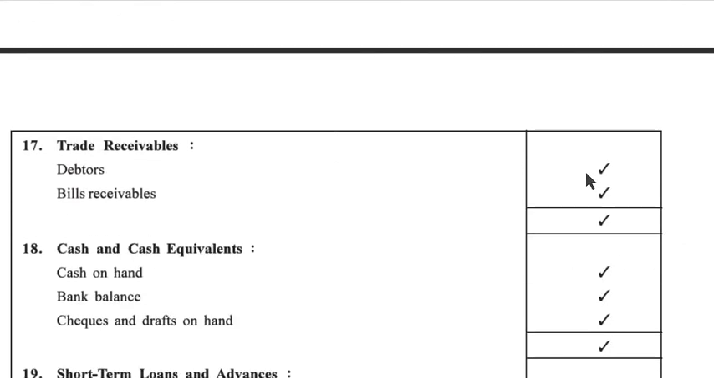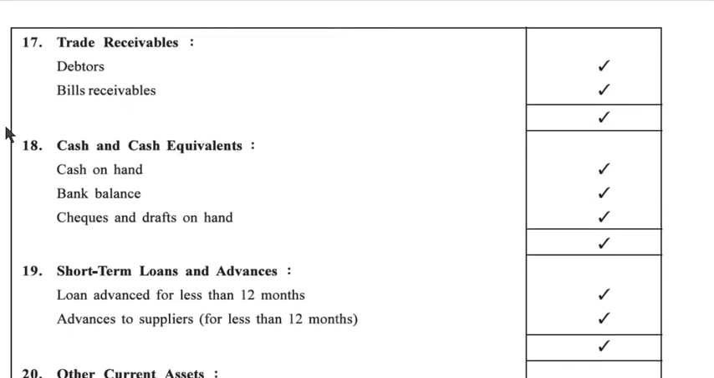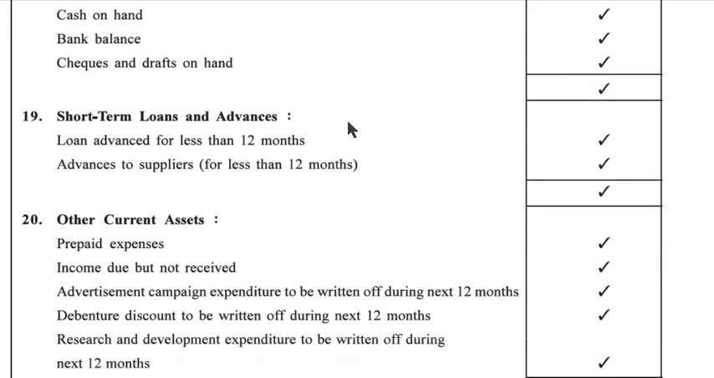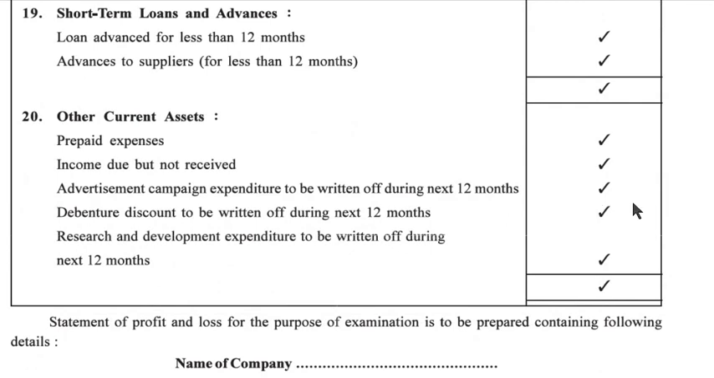17. Trade receivable: debtors and bills receivable, total. Cash and cash equivalents: cash on hand, bank balance, cheques and drafts on hand, total. Short-term loans and advances: loan advances for less than 12 months, advances to suppliers for less than 12 months, and total. Other current asset: prepaid expenses, income due but not received, advertisement campaign expenditure to be written off during next 12 months, debenture discount to be written off during next 12 months, research and development expenditure to be written off during next 12 months, and total.